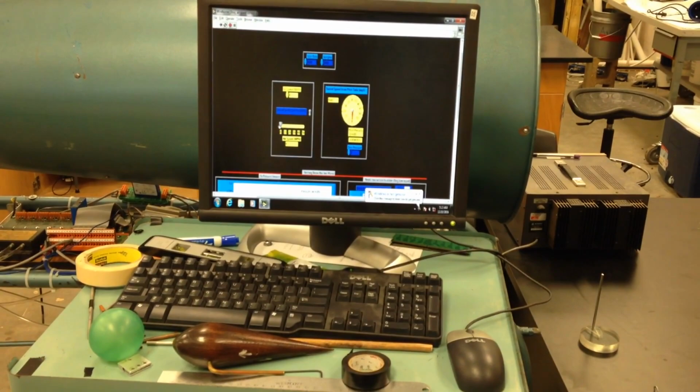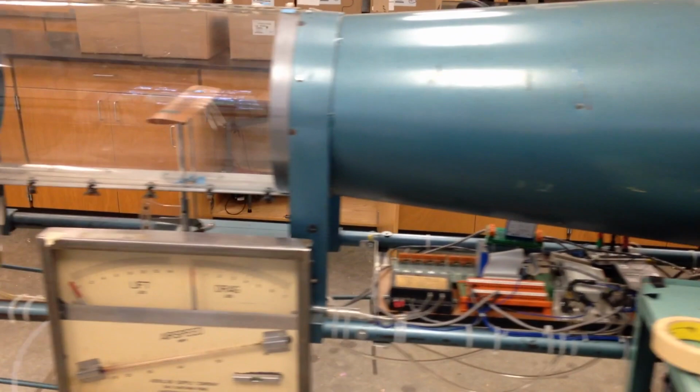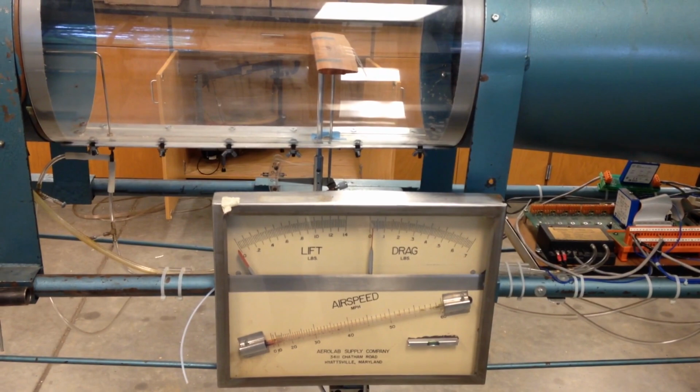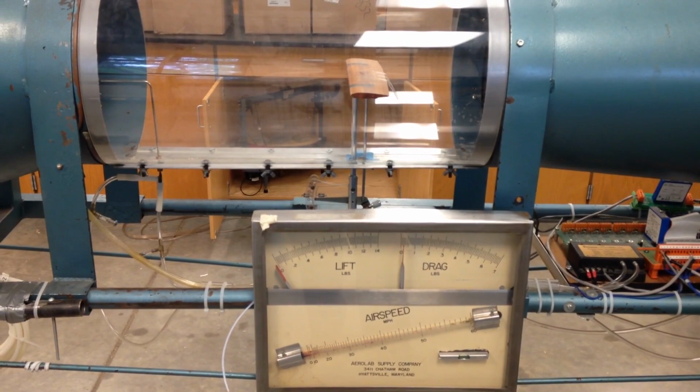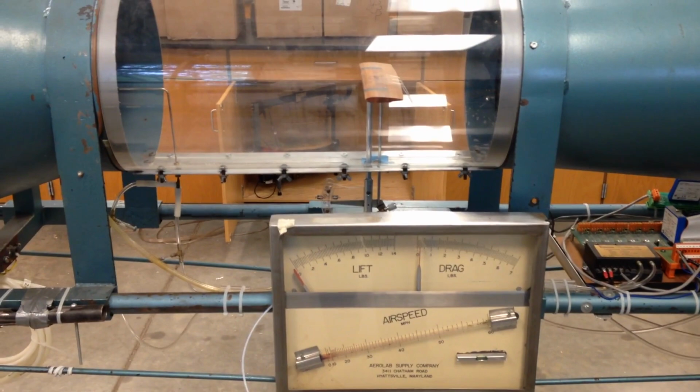Over here is the computer. We do have a computerized control for this wind tunnel, but that's about it. Here in the front, and you're going to be seeing a lot of this in just a few minutes, is the lift and drag. The airspeed doesn't really work anymore. Lift and drag. Those are the lift in pounds and the drag in pounds that are being exerted on the stand. So that, in a nutshell, is the wind tunnel.